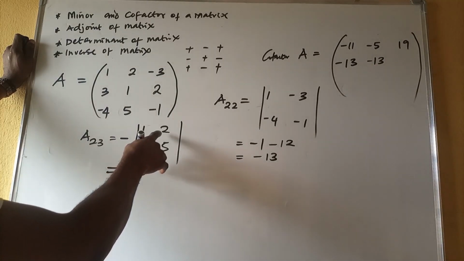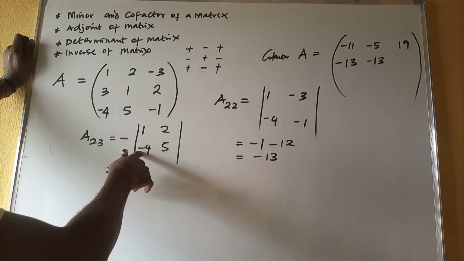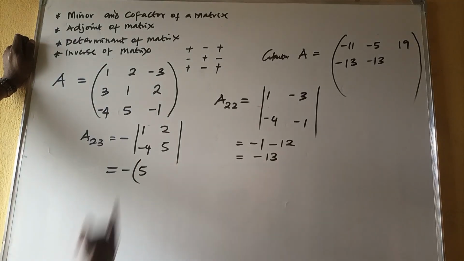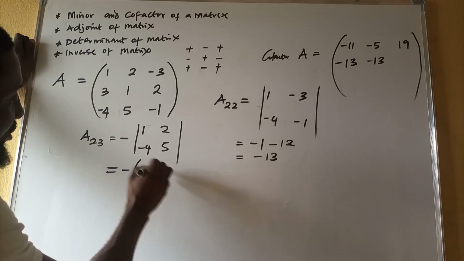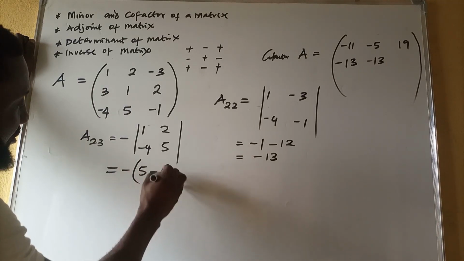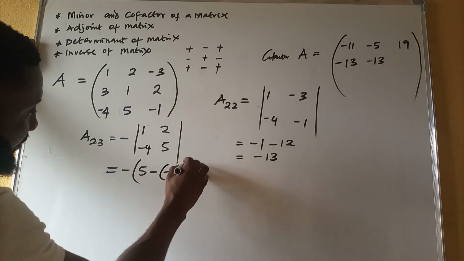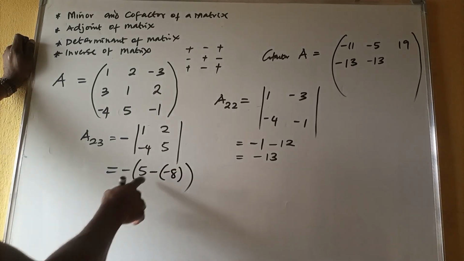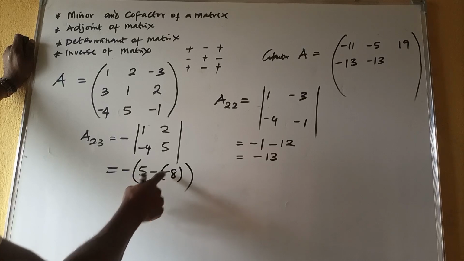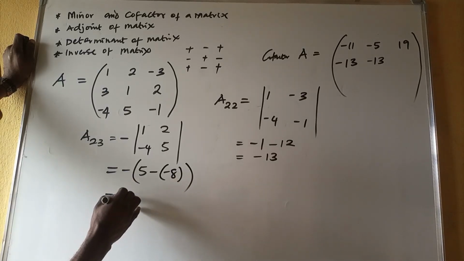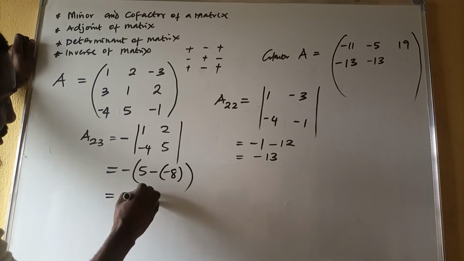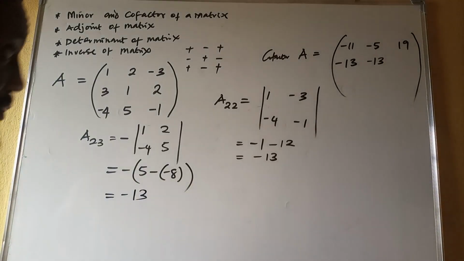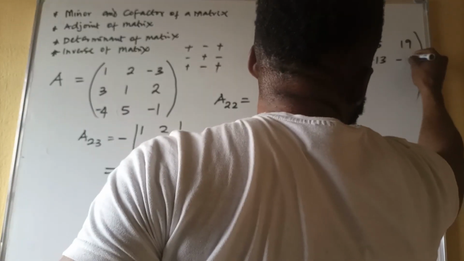And 2 times minus 4 will give me minus 8. So minus 8, since we are subtracting, it's going to be minus 8, carefully. So 5 minus minus 8. Minus times minus is going to give me plus. So that will give me 5 plus 8, which is going to give me 13. So it will give me minus 13. So I'll come to this point now. I'll put minus 13.